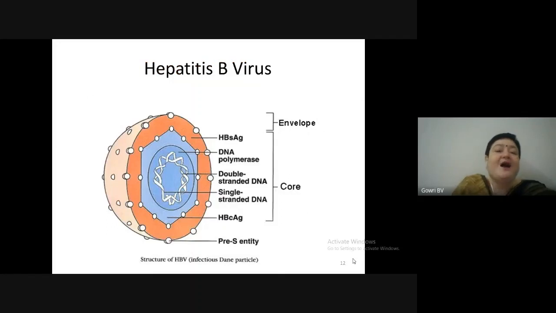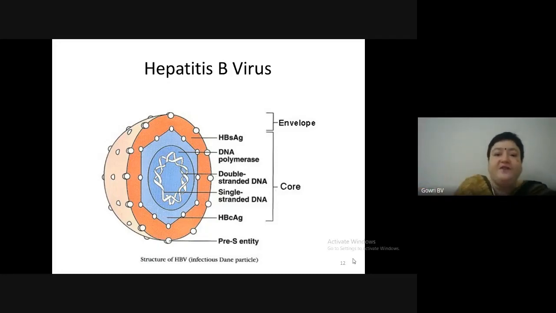Now, regarding the structure of hepatitis B virus. It is an enveloped virus that has a double-stranded DNA molecule as its genetic material. If you see the diagram, it has an envelope, and you have a core structure. The core is the internal structure, and it is a double-stranded DNA virus with one strand being open, single-stranded DNA at an end.